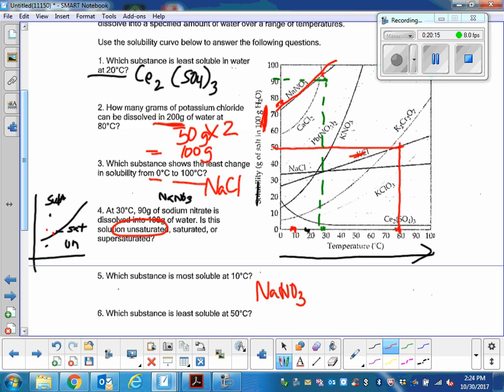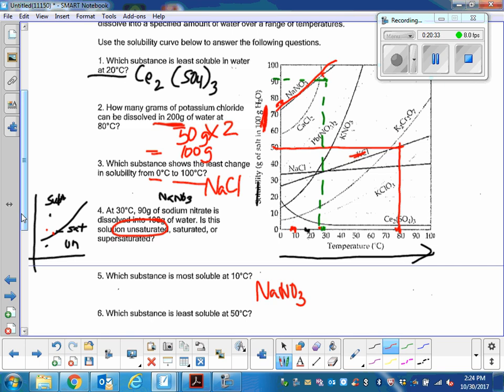Can you explain 4 again? For 4, at 30 and 90 the substance is sodium nitrate. So I look at 30, I look at 90, and I get the point of intersection. That is sodium nitrate.